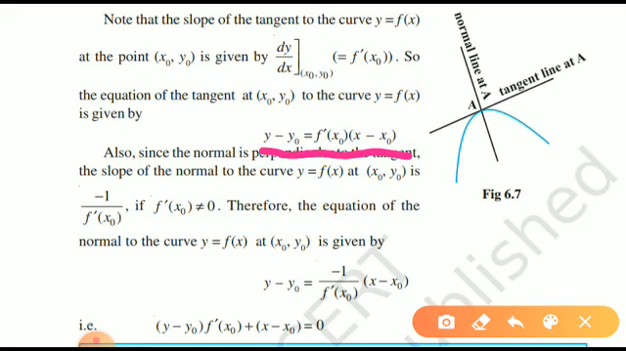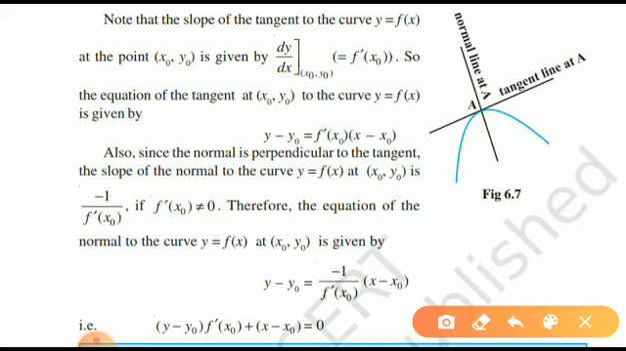y minus y0 is equal to m into x minus x0, where m is nothing but the slope. Now here we are considering the slope of the tangent, that is your derivative, at a point (x0, y0). So instead of m, I'll be writing the slope of the tangent at point (x0, y0), which is nothing but f dash of x0. And hence your equation of the tangent at point (x0, y0) is given by y minus y0 equal to f dash of x0 into x minus x0.